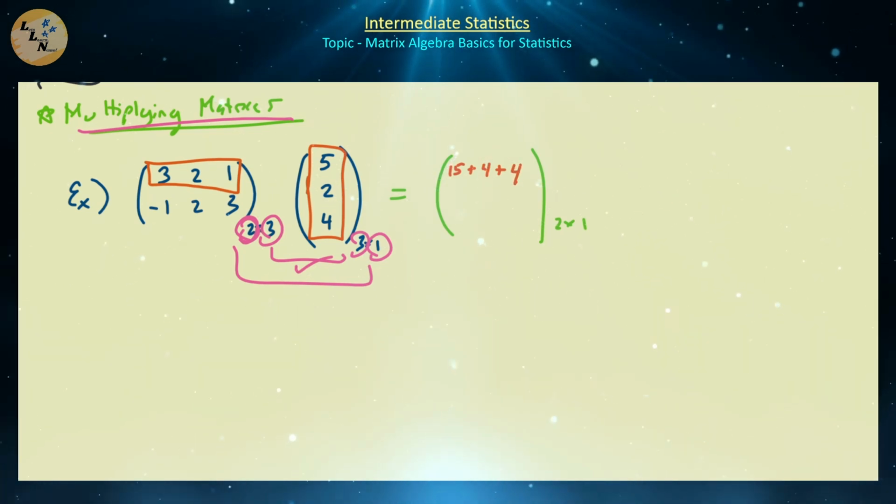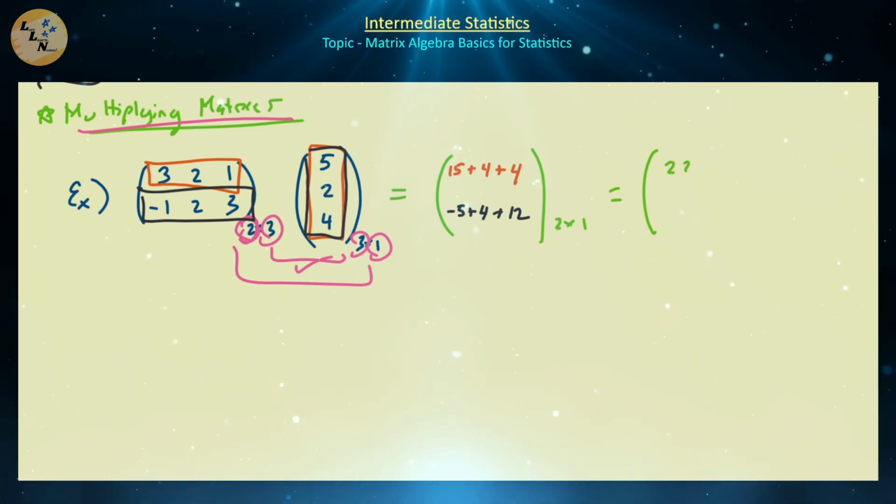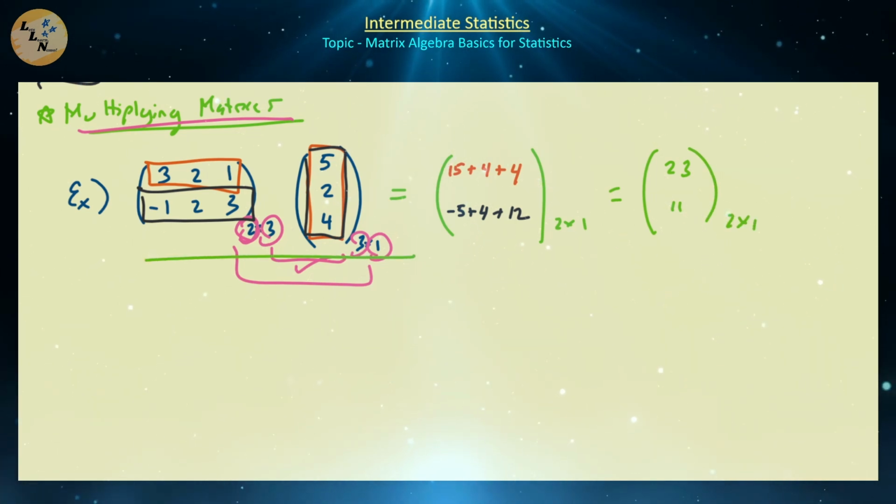Then the next element is going to be the dot product of (negative 1, 2, 3) with, again, (5, 2, 4). So that's going to be minus 1 times 5, which is minus 5, 2 times 2, which is equal to 4, and 3 times 4, which is equal to 12. Once we work out that algebra, we have 15 plus 4 plus 4, which comes out to 23, and negative 5 plus 4 plus 12, which comes out to 11. So that is the 2 by 1 result of the product of those two matrices.